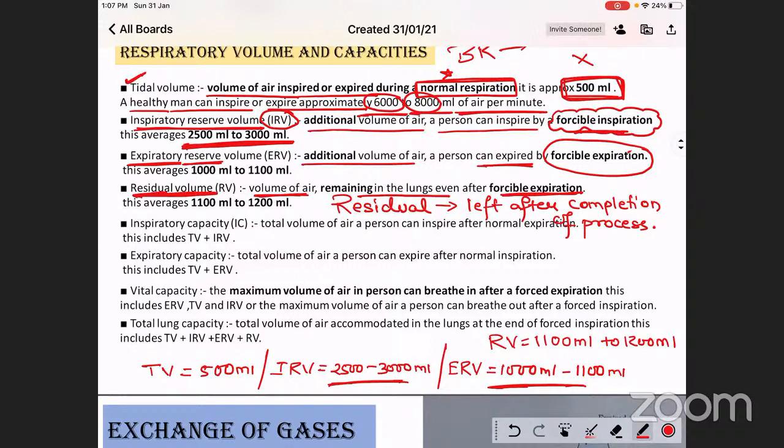Okay, so these are the volumes which we have to remember: tidal volume, inspiratory reserve volume, expiratory reserve volume, and residual volume.